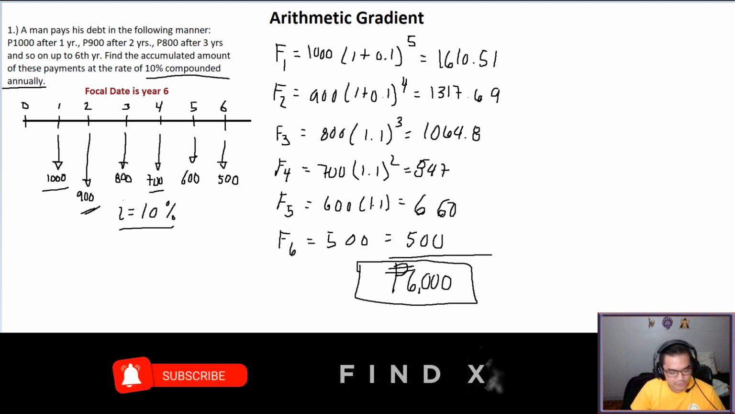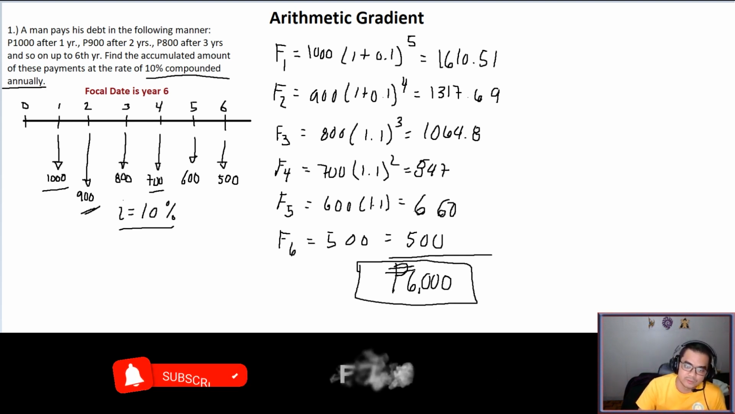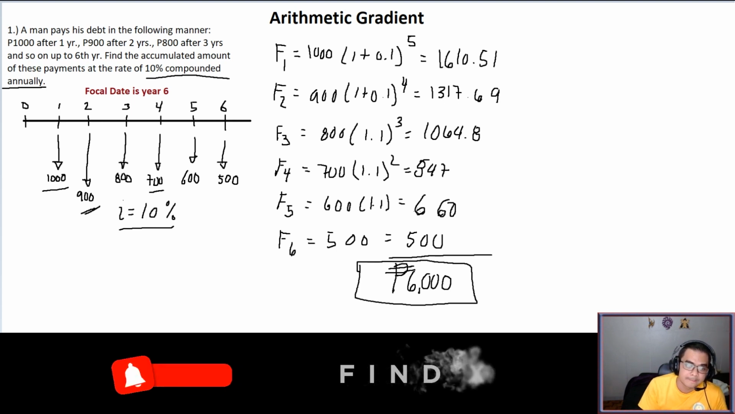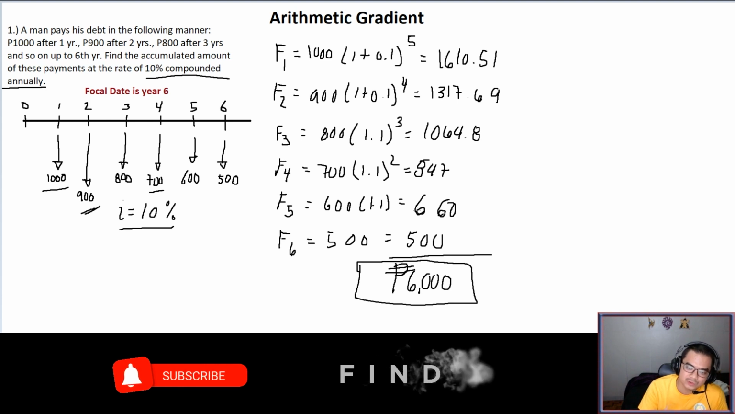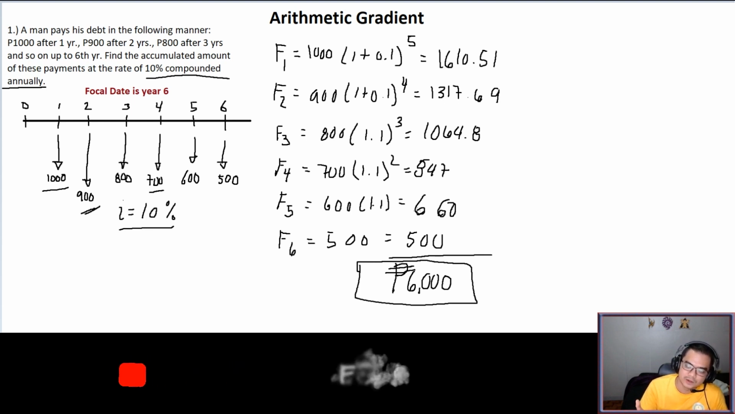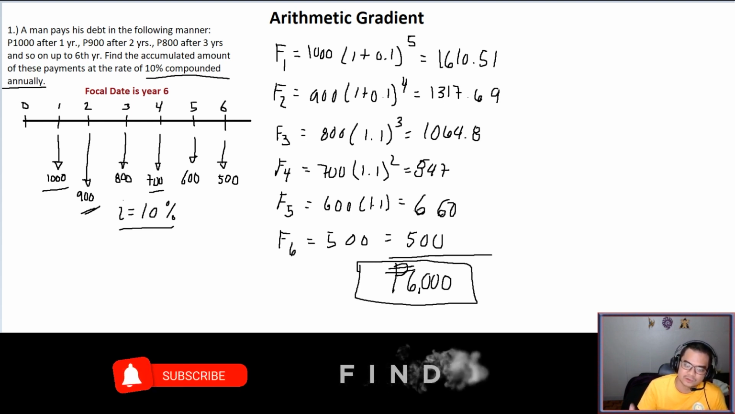Now, as you can see, the solution is quite long. You can do this if the years are just maybe 6 years, or 4 years, or 5 years. But what if the question comes with up to 20 years, or up to 30 years? The solution will be too long and prone to error. Aside from that, you have to round off every answer, so the rounding error keeps getting bigger and bigger as you go through the years. So what can you do?